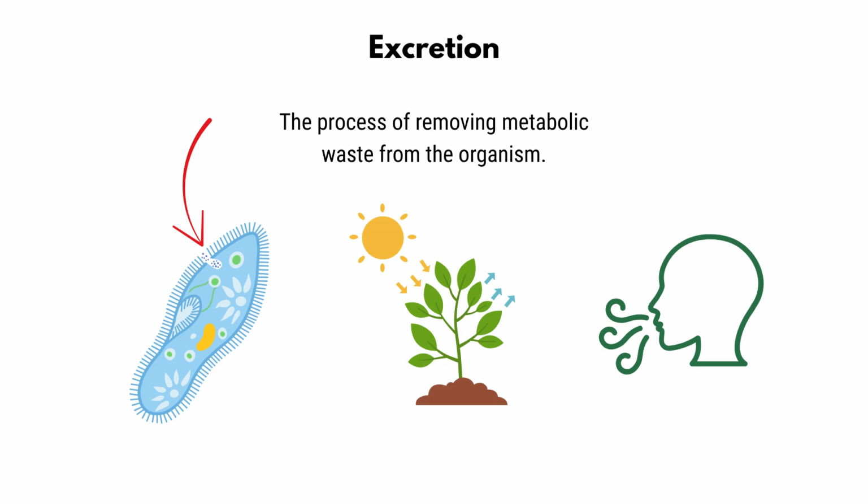Next up, we have excretion, which is the process of removing metabolic waste from an organism, because obviously not every result of metabolism will be used, meaning it needs to be excreted somehow out of life. For example, humans excrete CO2 when they're breathing, and plants can excrete oxygen when they're done with their photosynthesis.